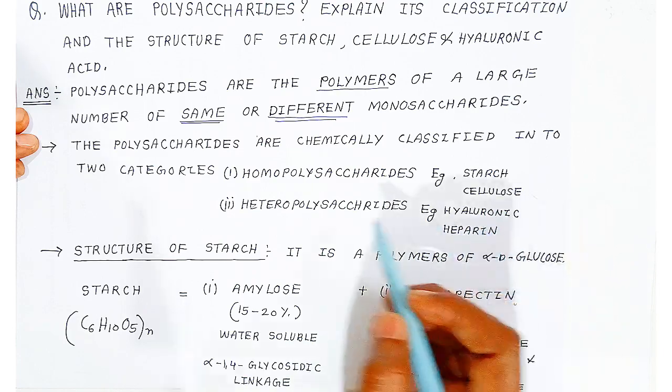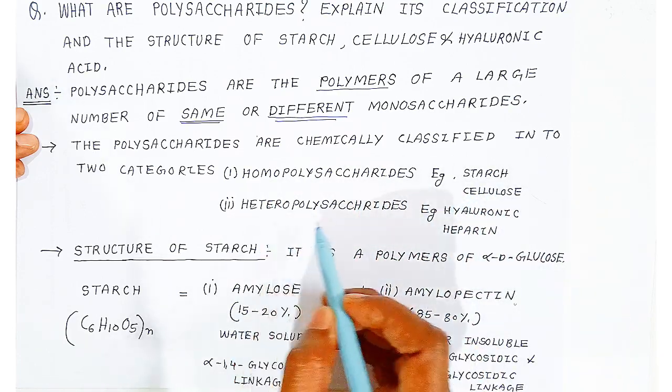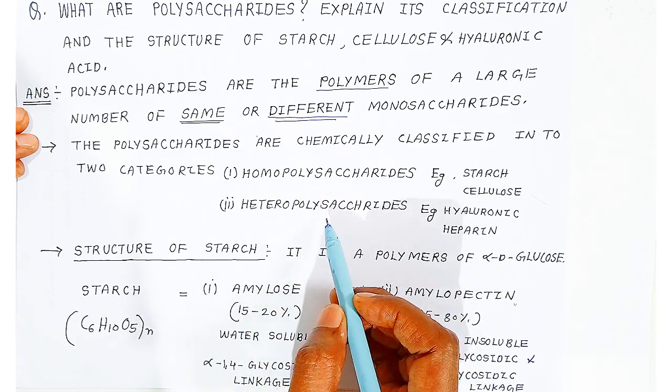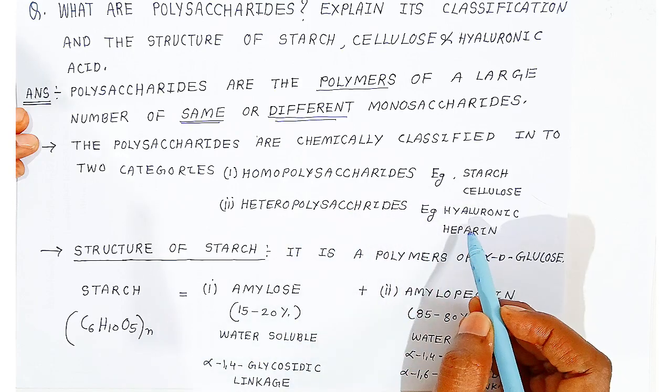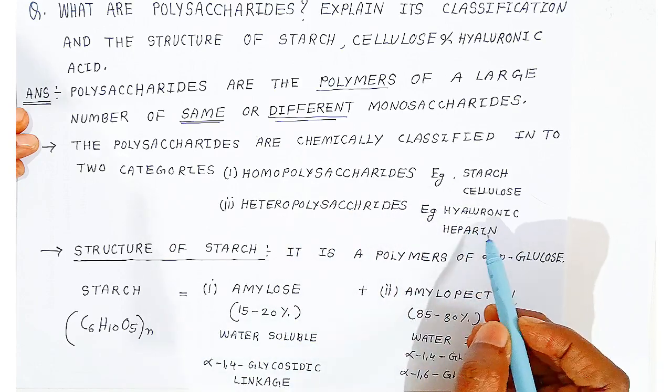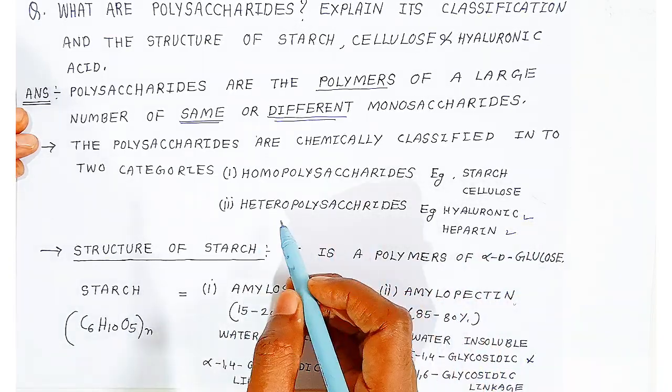And here we have given the example. In homopolysaccharide, the examples are starch and cellulose. And heteropolysaccharide, where the different monosaccharides are joined by glycosidic bond, the examples are hyaluronic acid and heparin. These two are the examples of heteropolysaccharides.